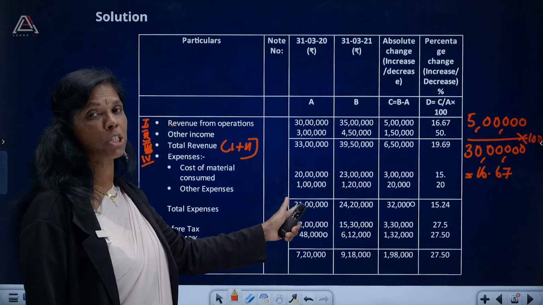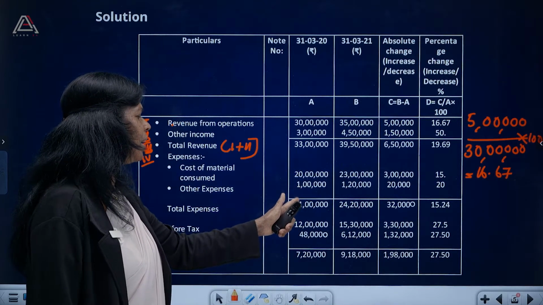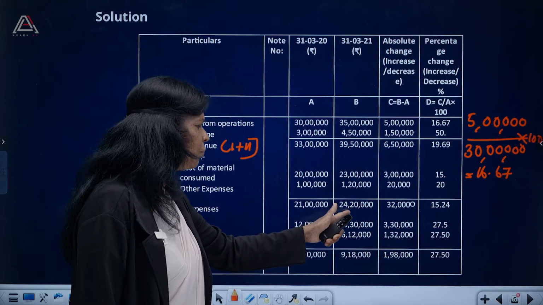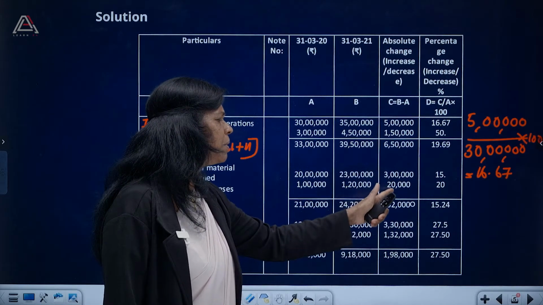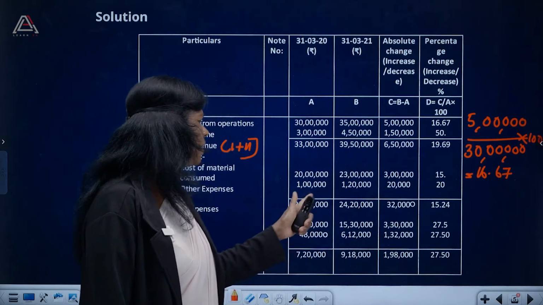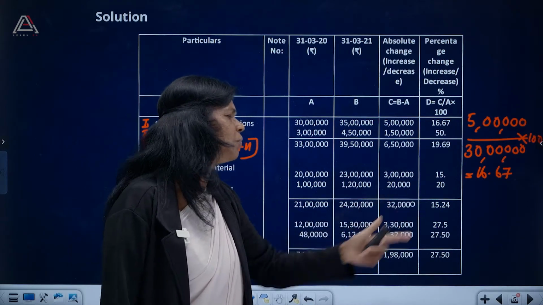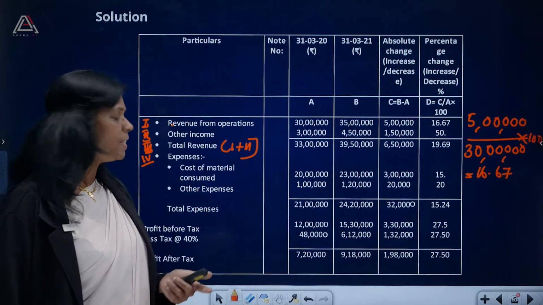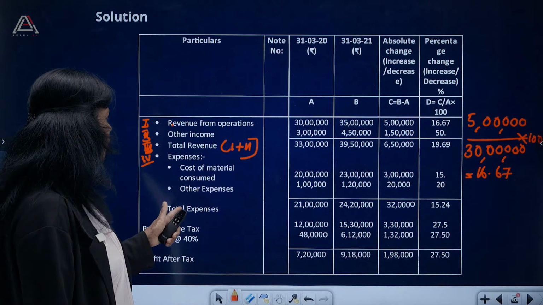Then total expenses. 20 lakh plus 1 lakh, 21 lakh, 23 lakh plus 1 lakh 20,000, 24 lakh 20,000, 3 lakh plus 20,000, 3 lakh 20,000, then 3 lakh 20,000 divided by 21 lakh into 100, 15.24. Okay, total expenses we got it. Then next step, that is, this is fourth item.